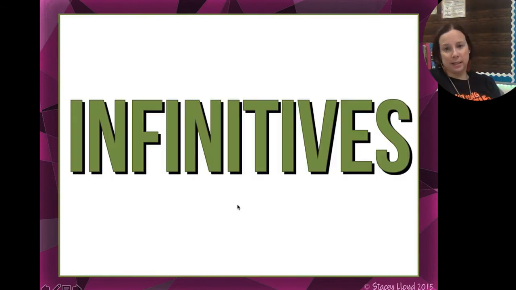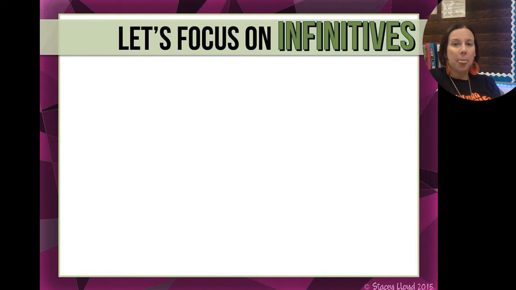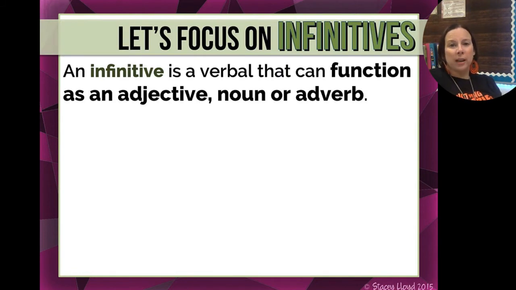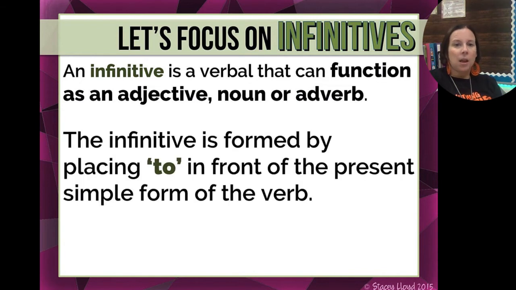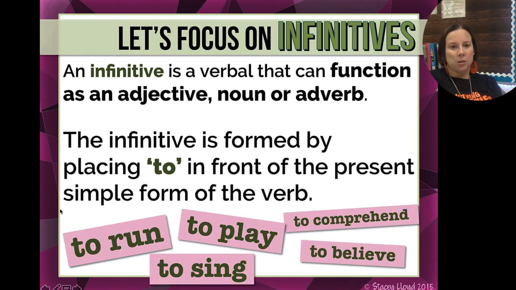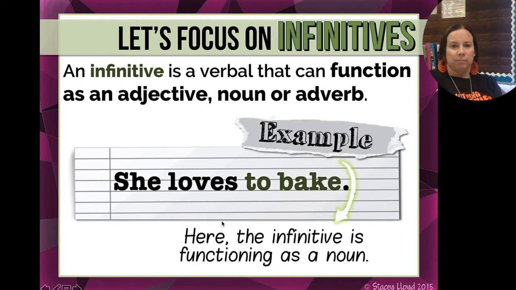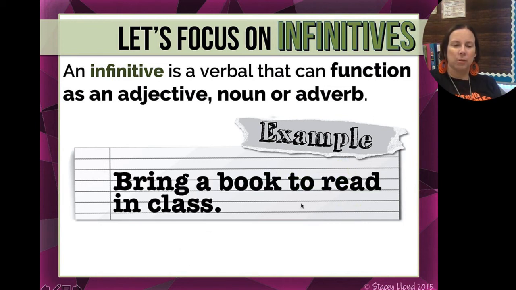Okay, last one. Infinitives are actually the easiest, and we've talked about infinitives. An infinitive is a verbal that can function as an adjective, noun, or adverb. The infinitive is formed by placing the word to in front of the present simple form of the verb. To run, to play, to comprehend, to sing, to believe. She loves to bake. She loves what? To bake. It's being used as a noun because it's a direct object.